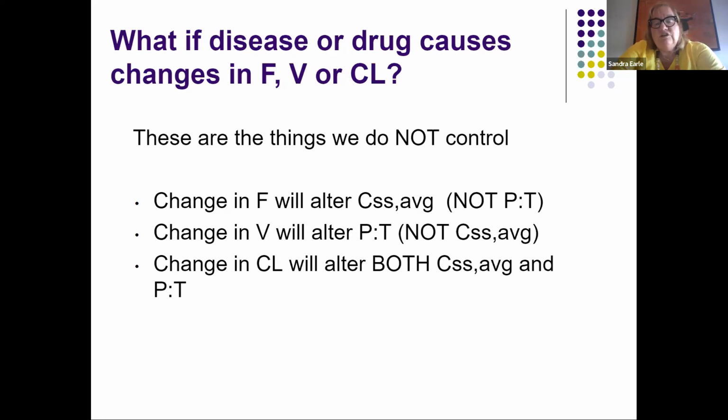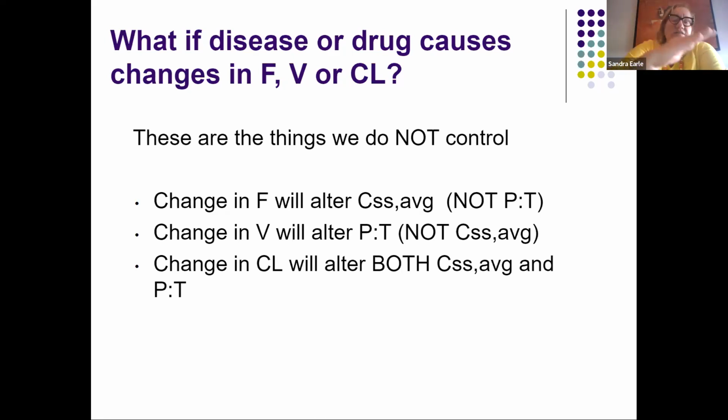Finally, a change in clearance will alter both CSS average and peak to trough ratio. Recall that CSS average is determined by bioavailable dose rate over clearance. And therefore, if there's a change in clearance, you're going to see a change in CSS average, and therefore you're going to need to change your dose rate. And also, if there's a change in clearance, it's going to change your peak to trough ratio.